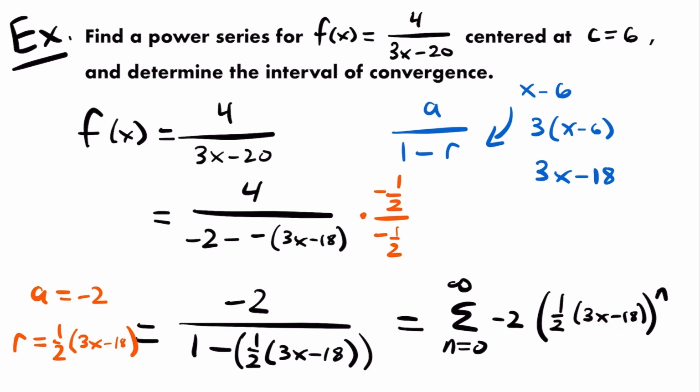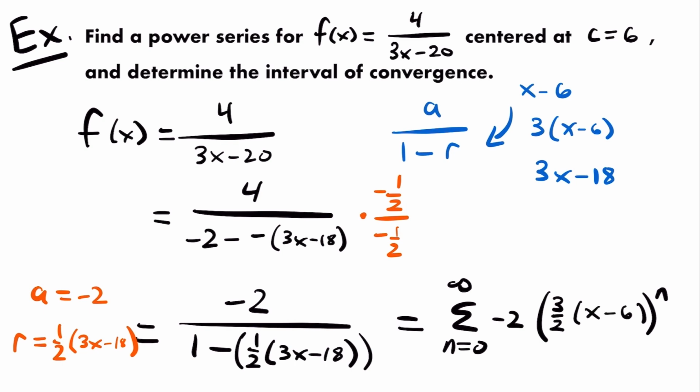In fact, we can pull out that 3 from 3x and negative 18. And if we do that, we'll be left with x minus 6, right? That's what we wanted from the beginning. And so if we pull that 3 outside, we'll have 3/2 instead of 1/2. So we'll have 3/2, and then we'll be multiplying by x minus 6. All right, so we have x minus 6.